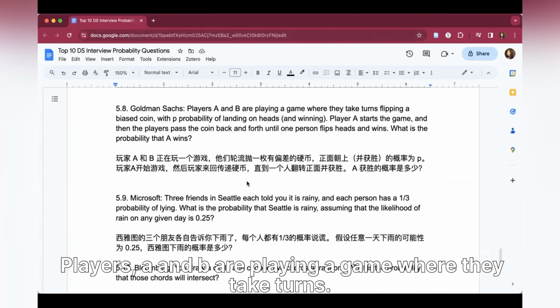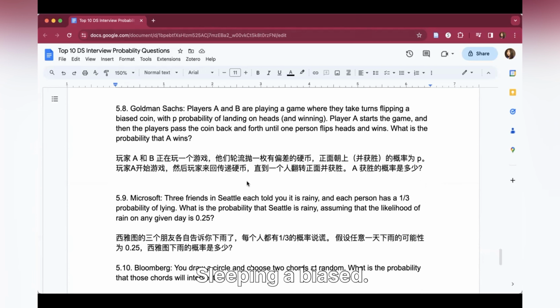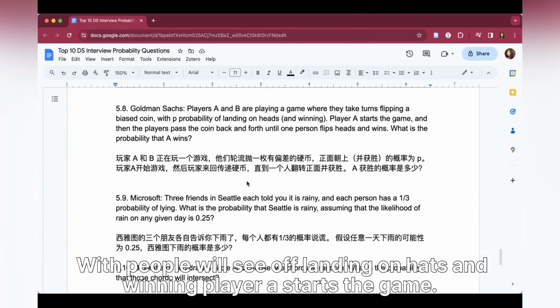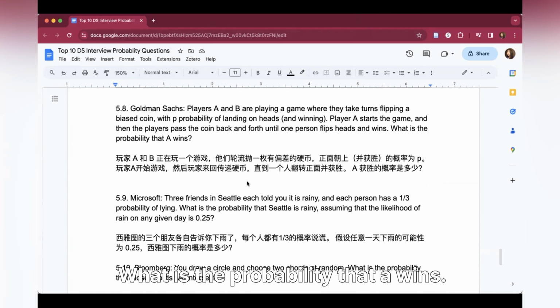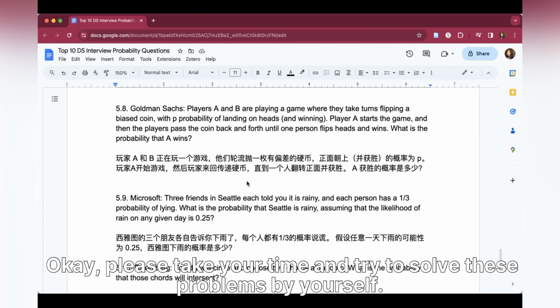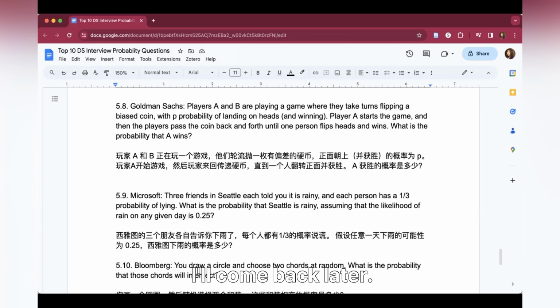Players A and B are playing a game where they take turns flipping a biased coin. Another coin question. With probability P of landing on heads and winning, player A starts the game, and then the players pass the coin back and forth until one person flips heads and wins. What is the probability that A wins? Okay, please take your time and try to solve this problem by yourself. I'll come back later.